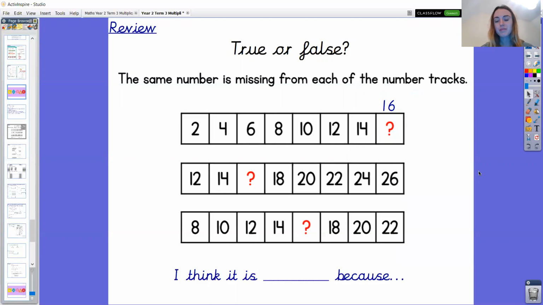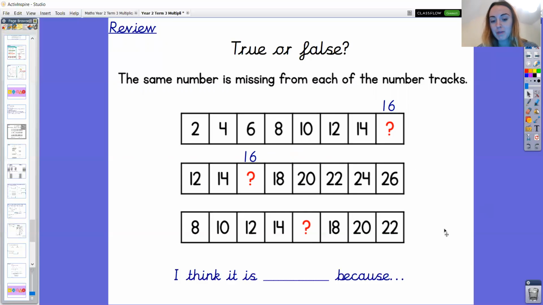Okay, so let's have a look at the next number track. What is the missing number here? I'm thinking what's 2 more than 14, but I'm also thinking what's 2 less than 18? What's the missing number, Year 2? Well done. The missing number is also 16. Brilliant. Okay, so, it's over there as well.